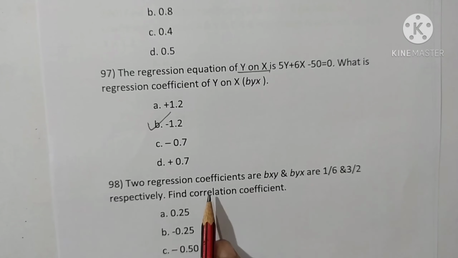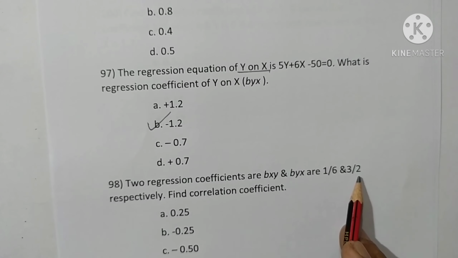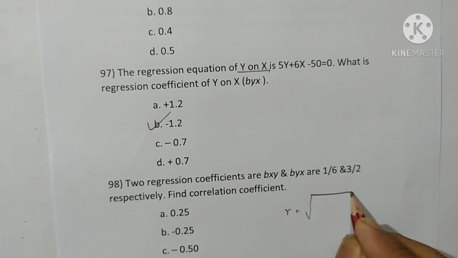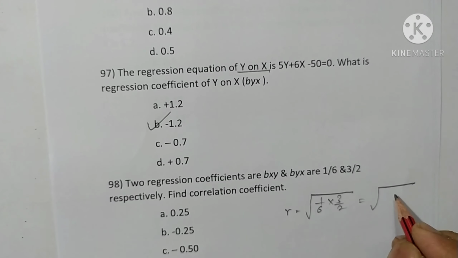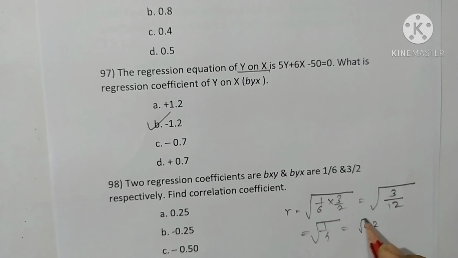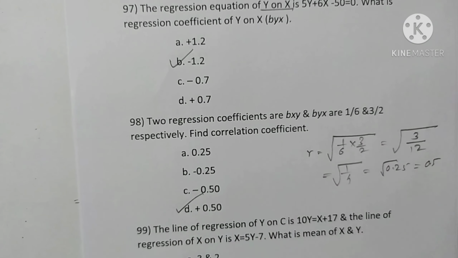Two regression coefficients are 1 upon 6 and 3 by 2 respectively. Find the correlation coefficient. Here it is the same as before. R is equal to under root 1 by 6 into 3 by 2. Result is 3 upon 12 or 1 by 4. Answer is square root of 0.25. Answer is 0.5. See in the options. Option D is correct.